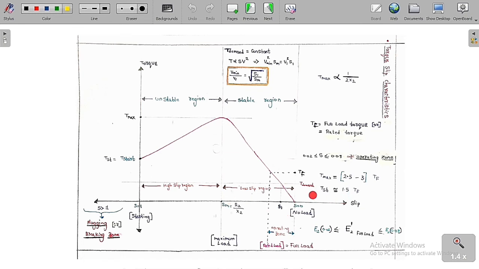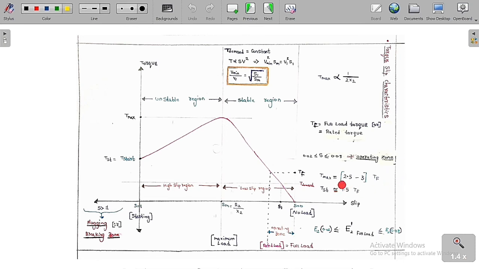Suppose there is a demand torque. This is the demand produced by some load. So the induction motor should produce a torque of this manner. This is called the full load slip and full load torque. And always the maximum torque is nearly 2.5 to 3 times the full load torque. So listen carefully.